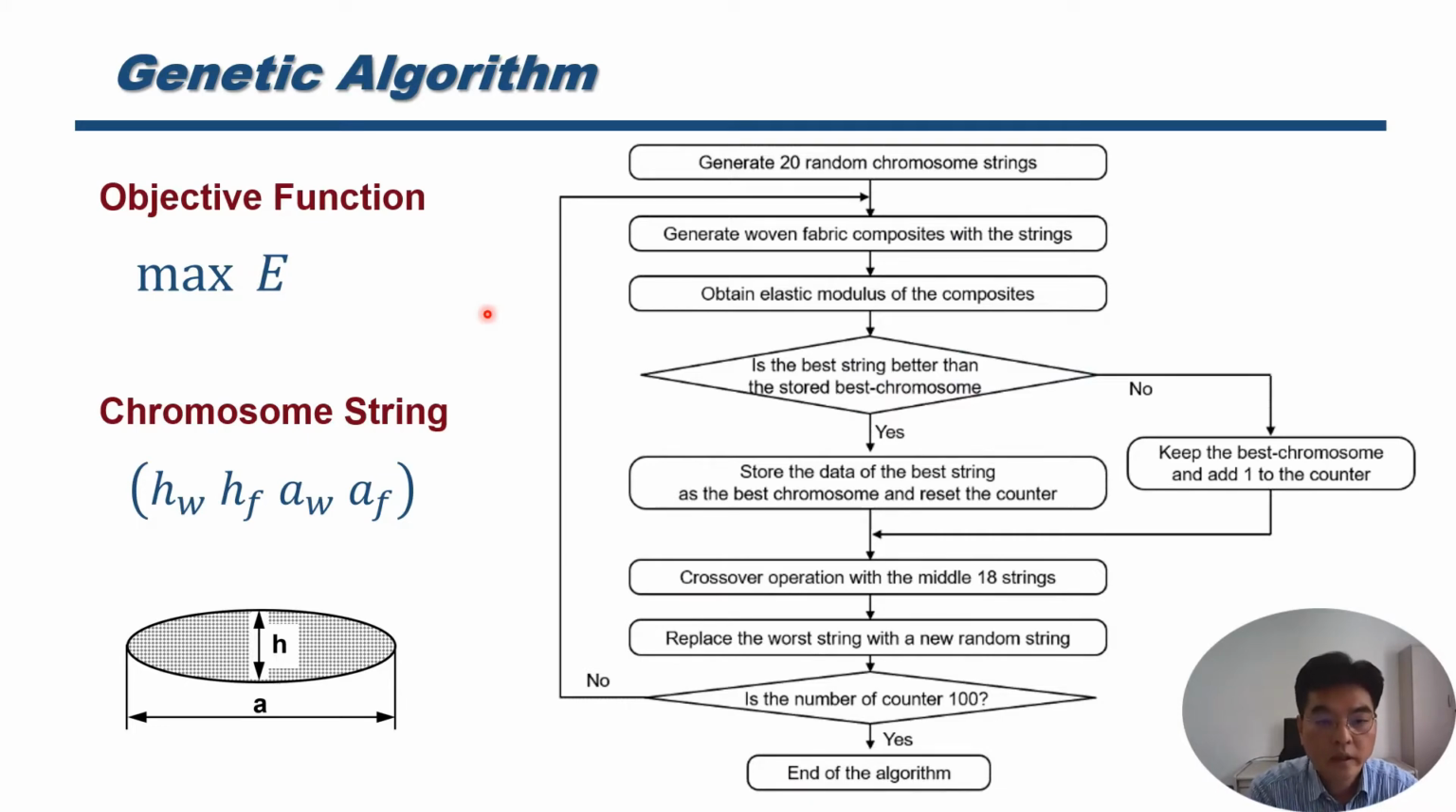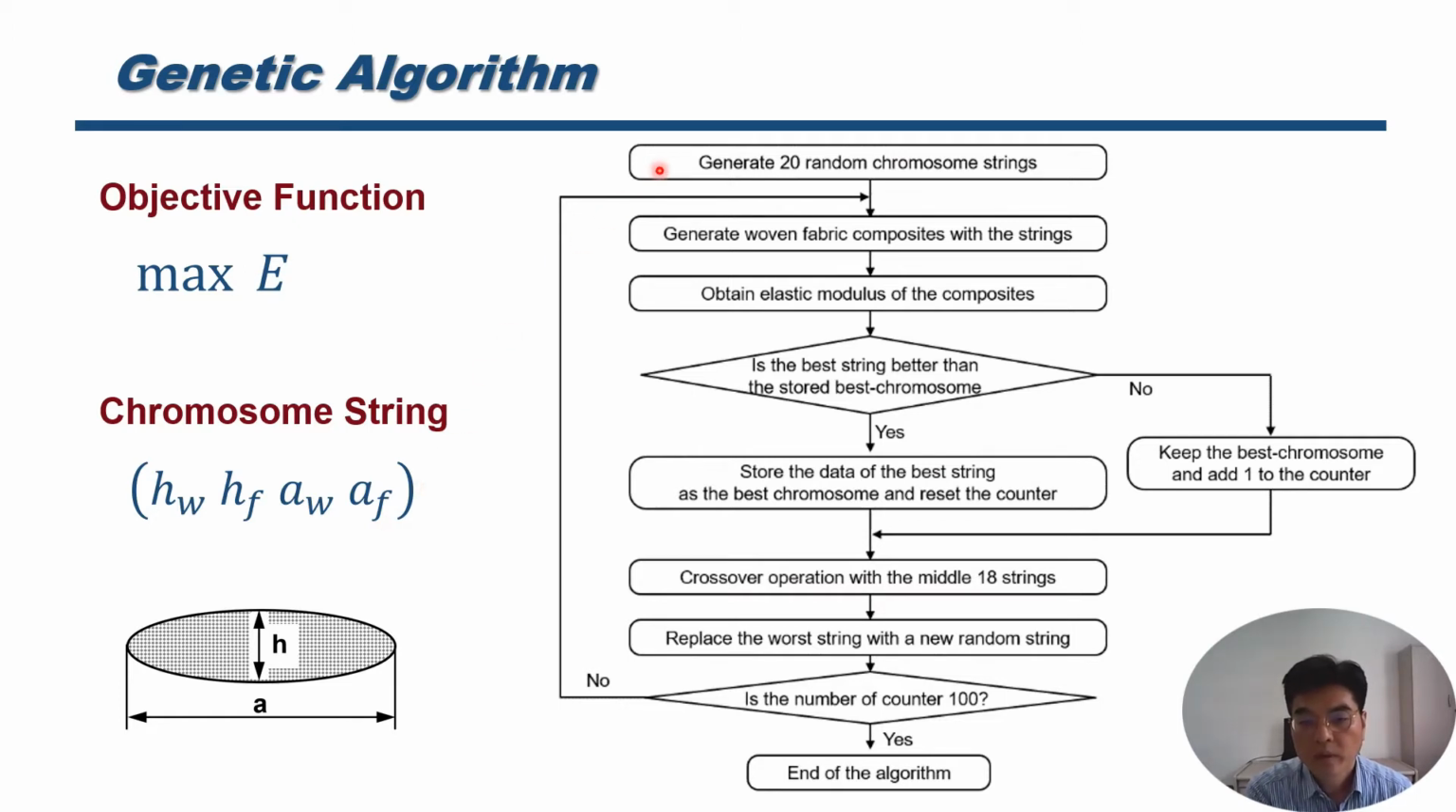Okay, genetic algorithm. Basically, we try to maximize the elastic modulus, and this one is the chromosome string: HW, HF, AW, AF. So HW is the thickness of the web strand and HF the thickness of the field strand, and AW the width of the web strand and AF the width of the field strand.